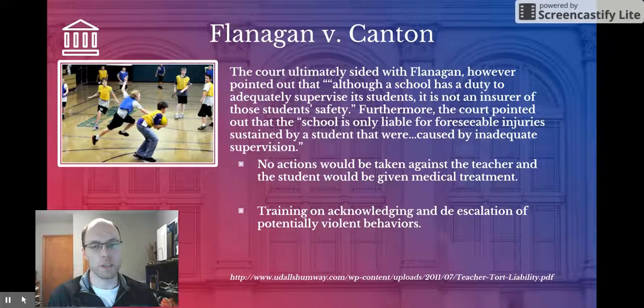I think in this situation, the school would have taken no actions against the teacher, but the student who was responsible, if that could be proven, would probably have been suspended in some form or fashion, and then emergency medical treatment given to the student that fell. I think training, once again, would be needed on de-escalation of potentially violent behaviors. That seems to be a pretty common trend, especially at the middle school level. There happens to be a lot of quicker tempers and that kind of thing that might arise. And so there needs to be a lot of training for both the teachers and the kids on how to avoid that kind of behavior.